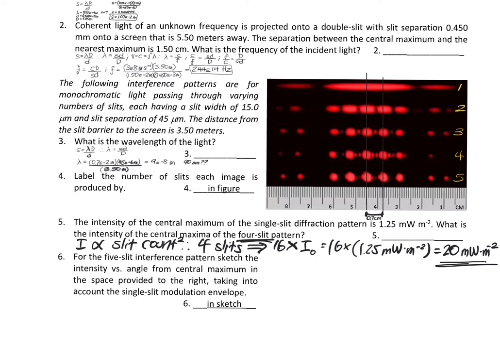I can't actually find this in the SOCOS text, and the SOCOS text is kind of like the go-to for IB physics, so I'm not entirely sure this is testable, but that's not a hard thing to recall, that intensity is proportional to the square of the slit count, so just be aware of that.